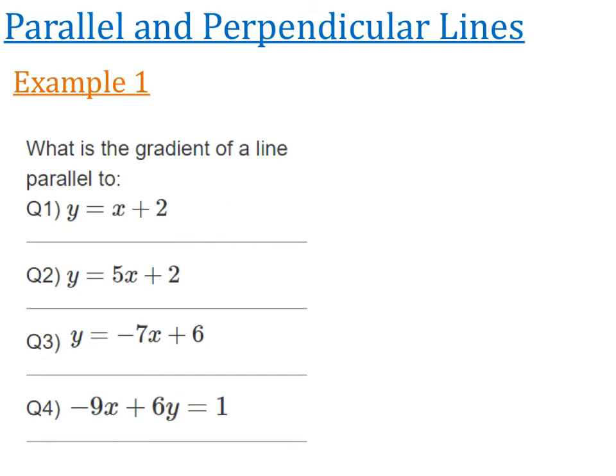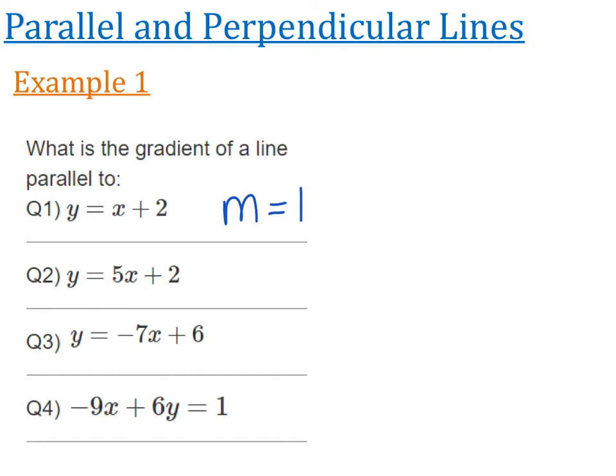Alright, so hopefully you just finished writing down that parallel lines have the same gradient. So this question says, what is the gradient of a line that is parallel to y is equal to x plus 2? So the gradient of this one is 1. So the gradient that's parallel would also be 1. So I've written down m is equal to 1 for the gradient is 1.